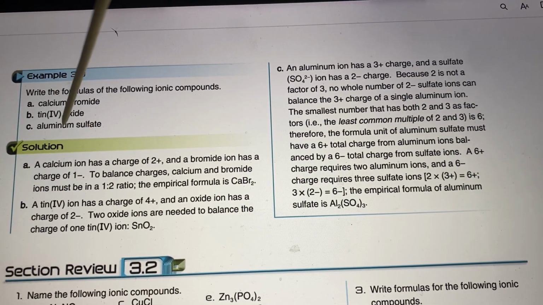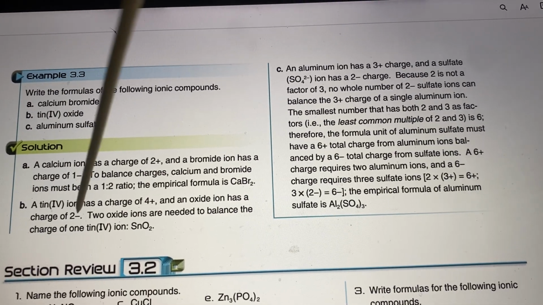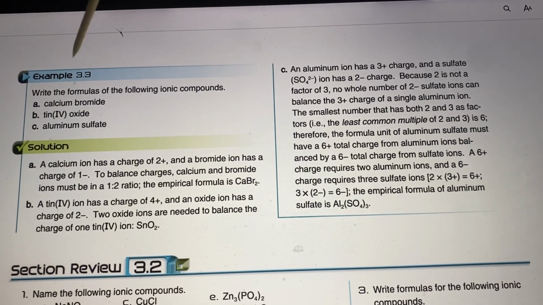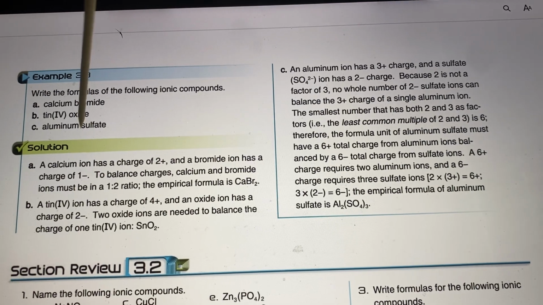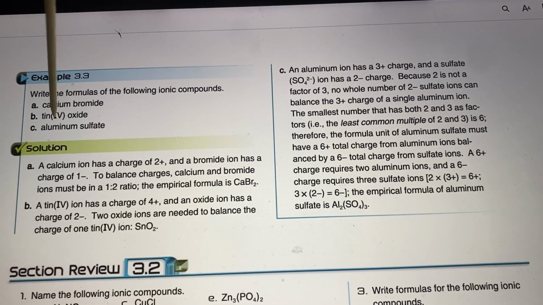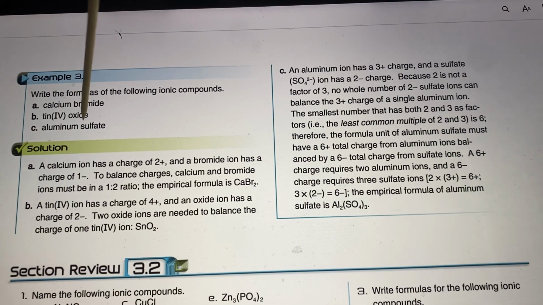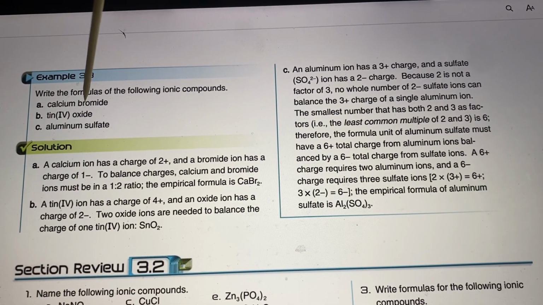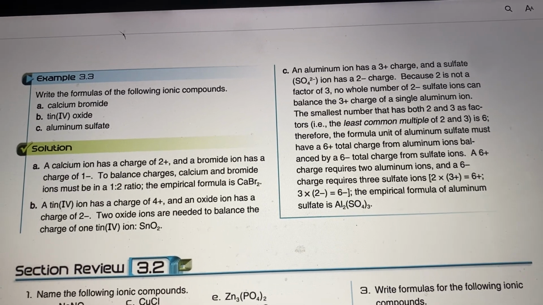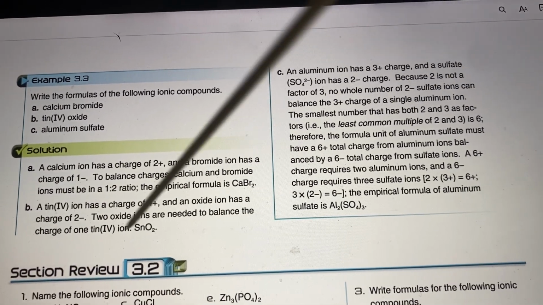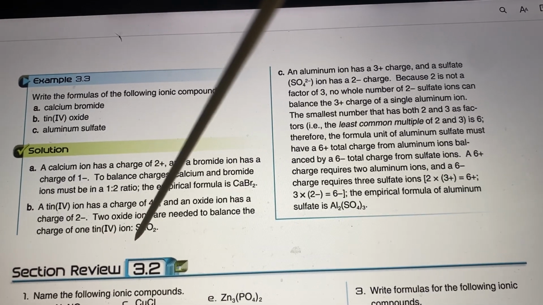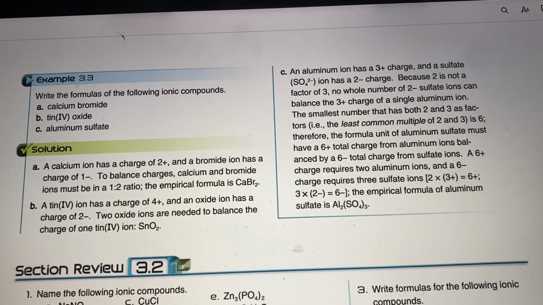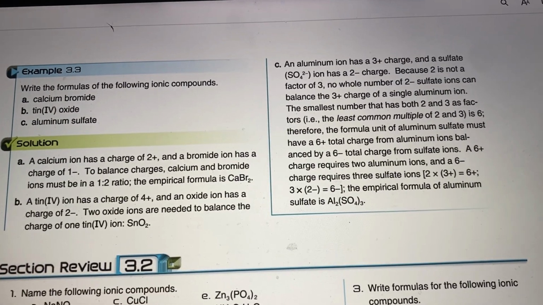Okay, this is tin oxide. Well, tin has a charge of +4 because there's a 4 there in Roman numerals, and the oxide ion has a -2. So if you have 4 charges here and 2 charges here, you're going to need 2 oxides. So 2 oxide ions are needed to balance this, and so it would be tin, Sn, and then O2, so SnO2.